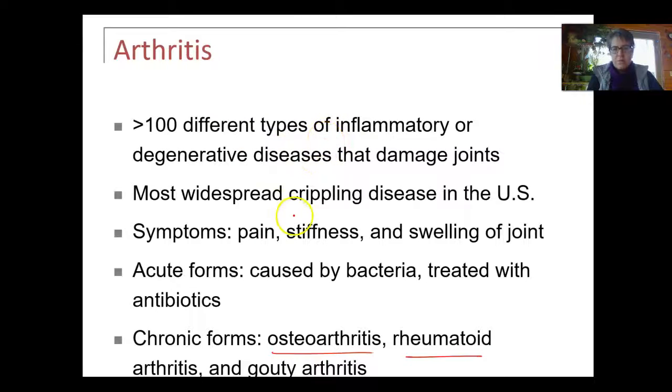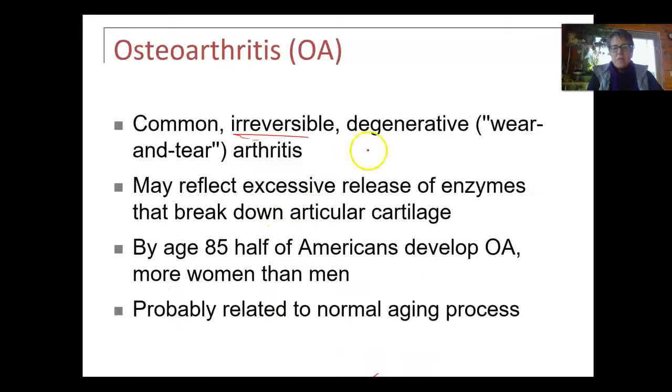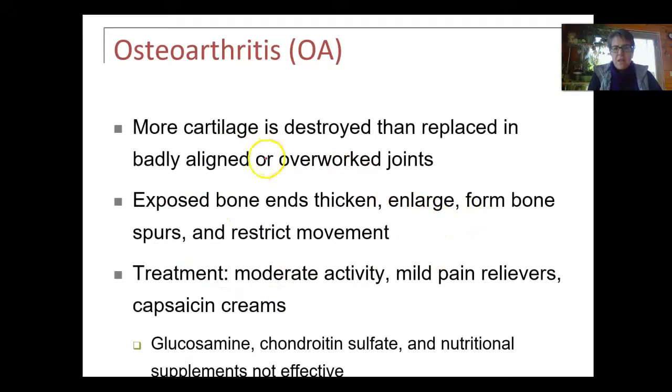Oh, this is about osteo, yeah. Well, let's go into the 3. So osteoarthritis is the most common one, and this is the wear and tear arthritis. By age 85, half of Americans have osteoarthritis, mostly women, and it's when the articular cartilage breaks down. In those joints that are pretty overworked, like the hands, you get bone rubbing on bone. So the bone ends thicken and enlarge, restrict movement.